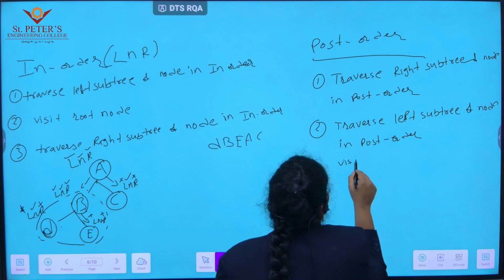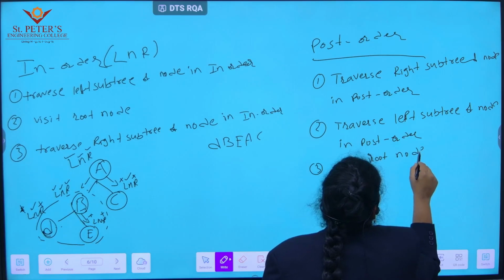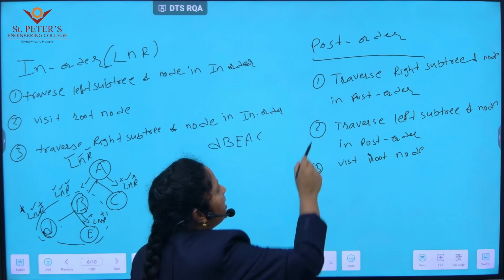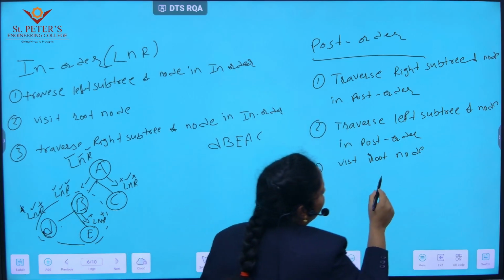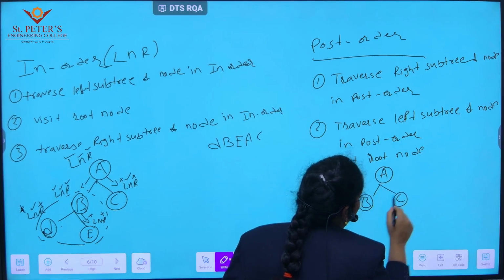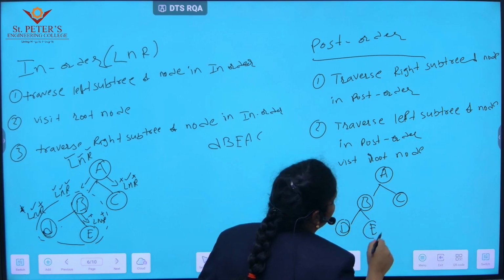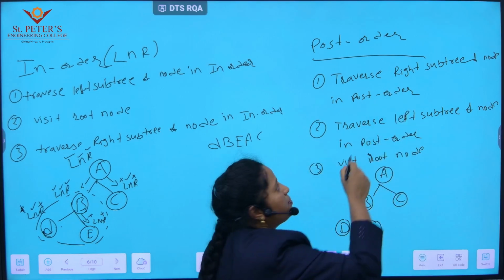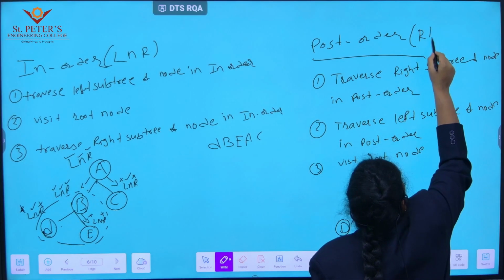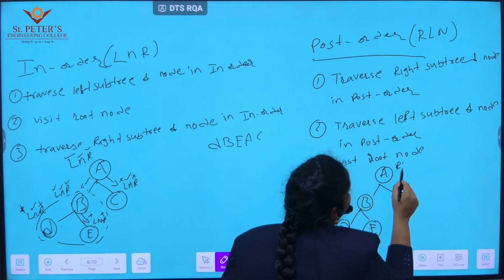Next, third one is visit root node. So same as previous examples, we have to apply these three algorithm steps on each and every node of a tree. So here I am taking same example. So according to these three steps, first visit the right, next left, next node. So we have to apply R, L and N.